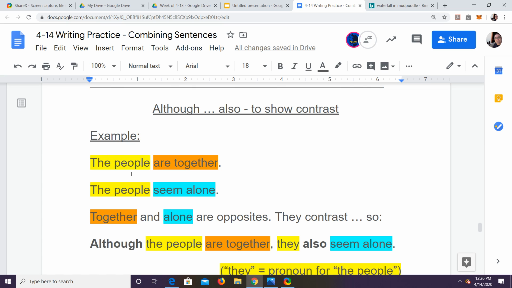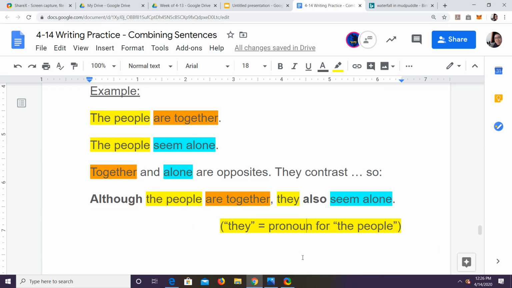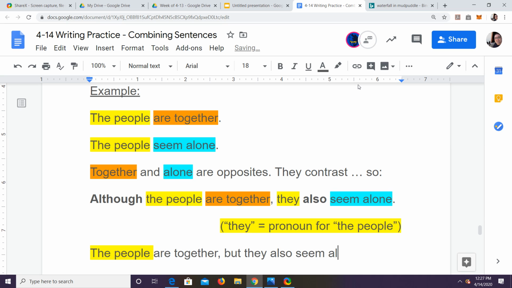The people is the subject. That's going to be the yellow. We're going to put it together and only say it once. Although the people are together, that's one side of the opposite. They, and this time you're repeating the subject, but you're using a pronoun to repeat it. So they would be the pronoun for the people. If it was one person, which two pronouns could you use? Let's ask you that. If you said he or she, you're right. So again, the people are together, but they also seem alone. I just said but they, so that's another way to do it. The people are together, but they also seem alone.